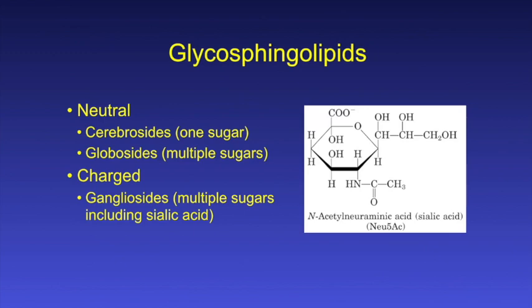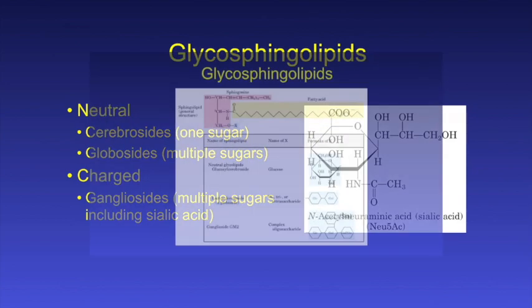A cerebroside is a sphingolipid with a single sugar. Now, it could be any sugar, but it's just a single sugar. A globoside is a sphingosine with multiple sugars. A ganglioside is a sphingosine that has multiple sugars but is also charged. So these are the three classifications.